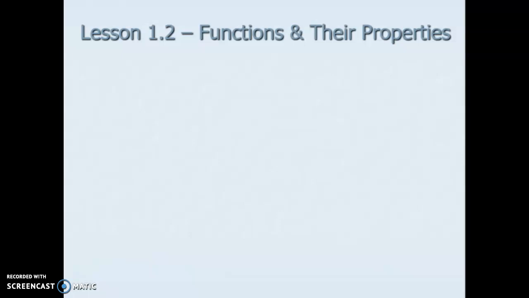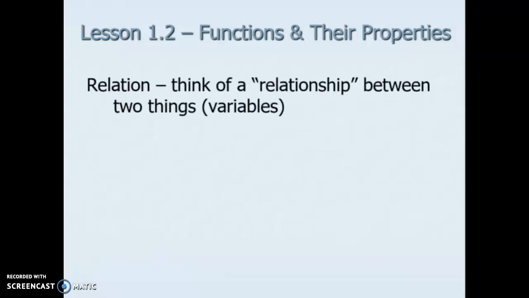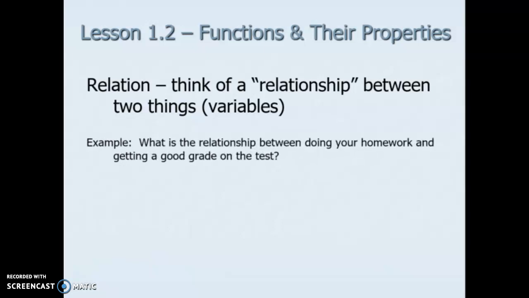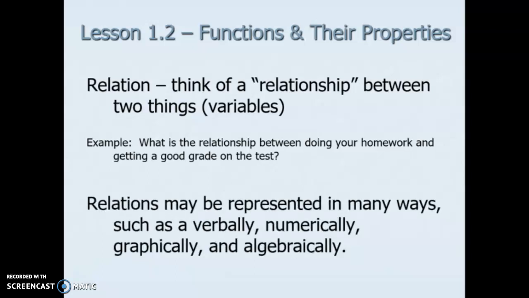The first thing we're going to talk about is just a relation. For a relation, think of a relationship between two things or two variables. For example, something like between doing your homework and getting a good grade on the test. There's probably a relationship there. Some of us experienced that on the most recent test. The homework does impact how well you learn and how much practice you get, especially in a math class, as a side note. Relations may be represented in many ways, such as verbally, numerically, graphically, or algebraically.